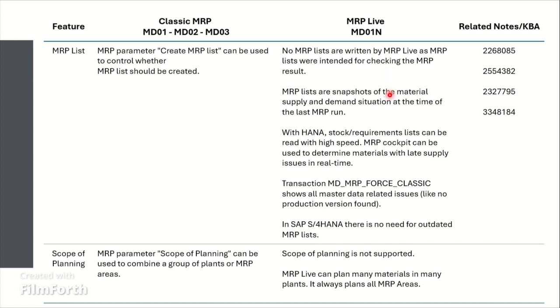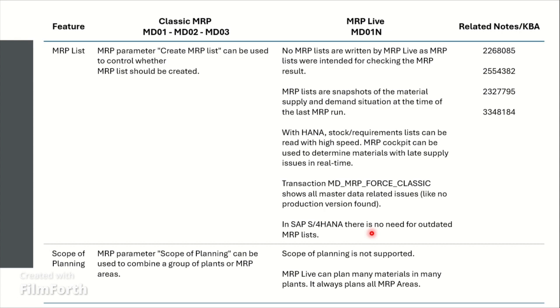In the S4HANA system, the MD04 or the stock requirement list can be executed for that particular material, and there itself you can see the output of the MRP Live run. And there is another transaction, MD_MRP_FORCE_CLASSIC. This transaction shows you the complete list of master data issues, like I previously mentioned. And in SAP S4HANA, there is actually no need for the outdated MRP list, right?